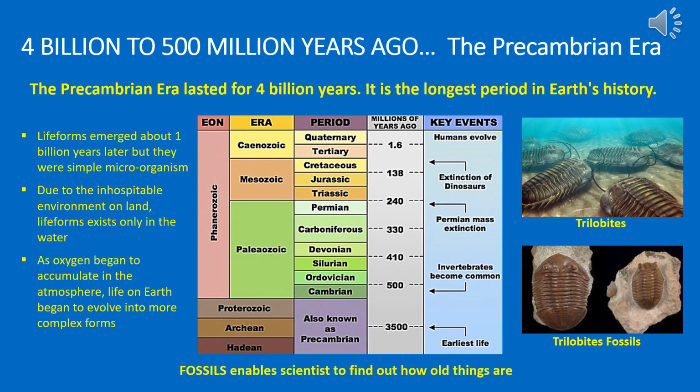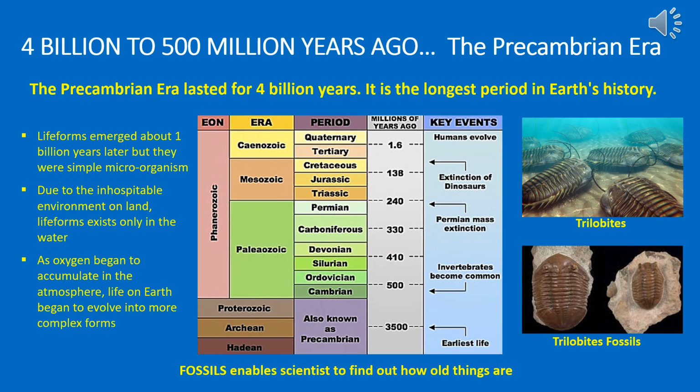When Earth was first formed, there was no life on Earth. Then, about 3.5 billion years ago, simple microorganisms appeared. They evolved underwater because back then, Earth had an inhospitable environment, and underwater was the best place for life. The temperatures back then were very extreme. The atmosphere was low in oxygen, and land on Earth was not suitable for life.